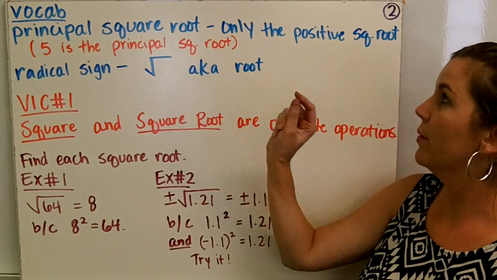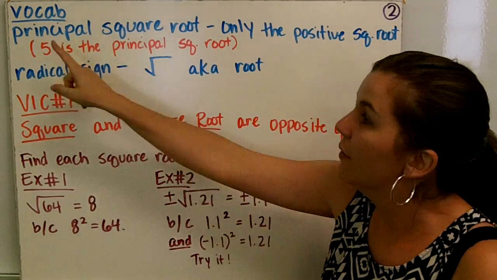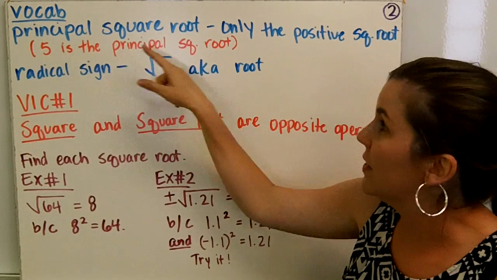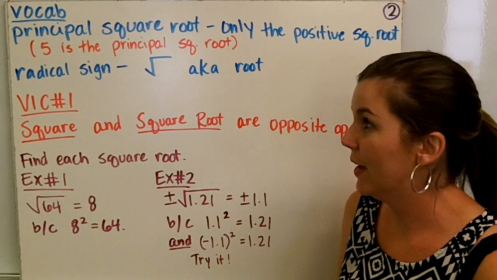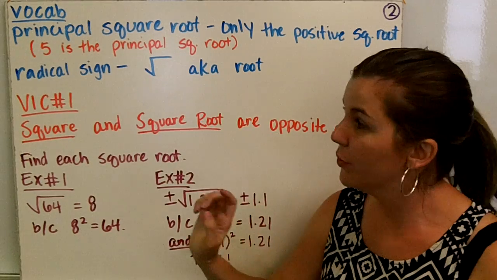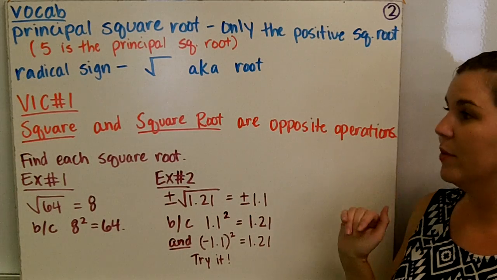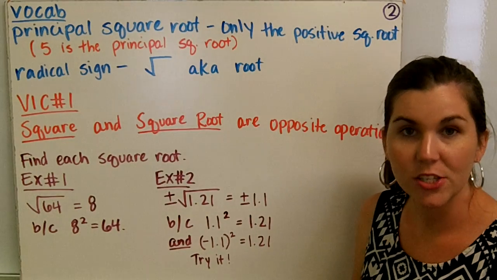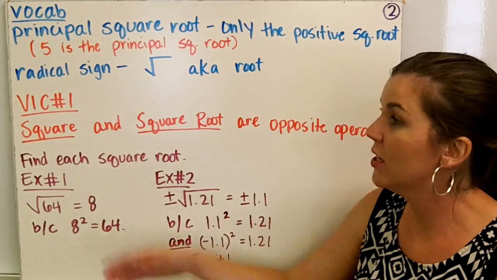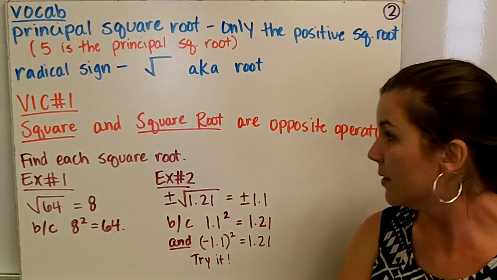The principal square root is only the positive square root. In the previous example, 5 is the principal square root, not negative 5. The radical sign, this is what it looks like. It's also known as a root. Vic number 1: square and square root are opposite operations, just like addition and subtraction are opposite, and multiplication and division. Squaring and square rooting are inverse operations.